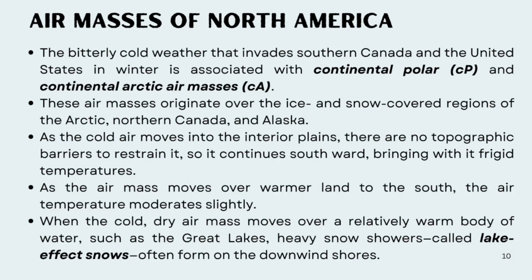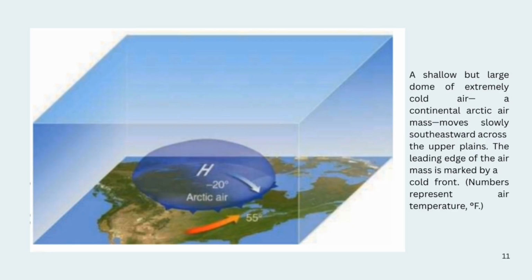And when the cold, dry air mass moves over a relatively warm body of water such as the Great Lakes, heavy snow showers called lake effect snows often form on the downwind shores. So in this figure, it shows a shallow but large dome of extremely cold air. A continental Arctic air mass moves slowly southeastward across the upper plains. The leading edge of the air mass is marked by a cold front.